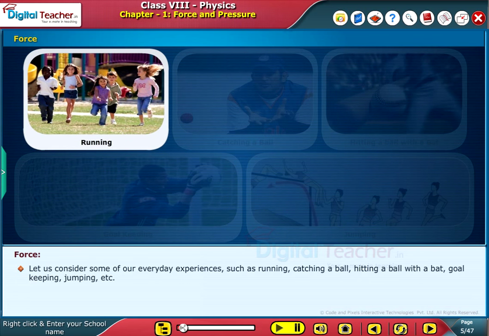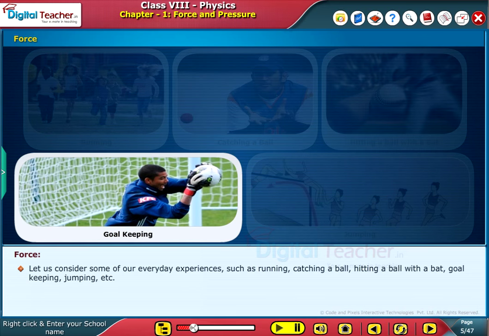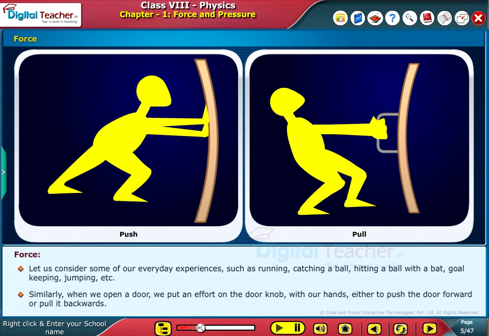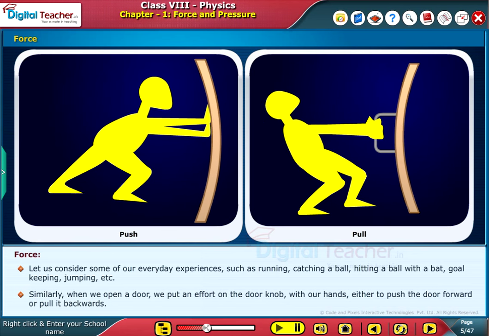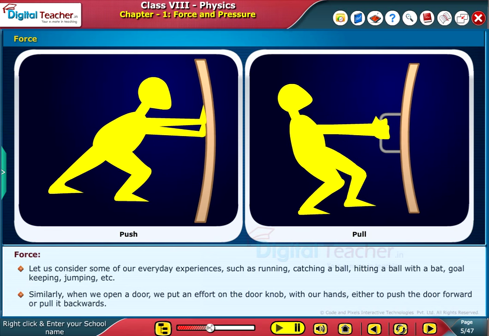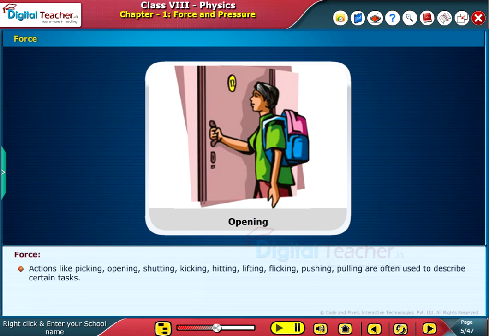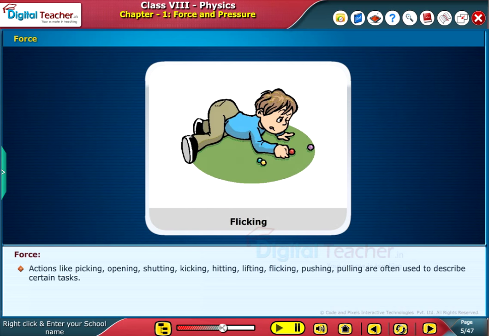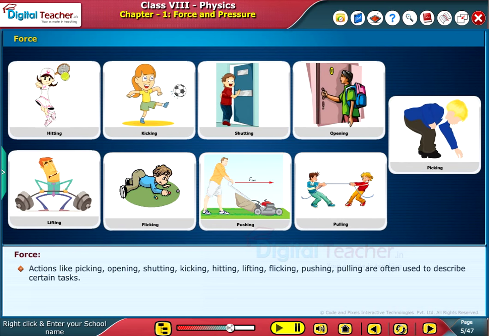Let us consider some of our everyday experiences, such as running, catching a ball, hitting a ball with a bat, goalkeeping, jumping, etc. Similarly, when we open a door, we put an effort on the door knob with our hands, either to push the door forward or pull it backwards. Actions like picking, opening, shutting, kicking, hitting, lifting, flicking, pushing, pulling are often used to describe certain tasks.